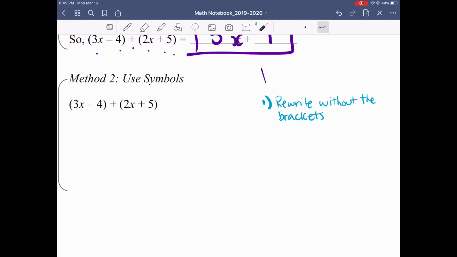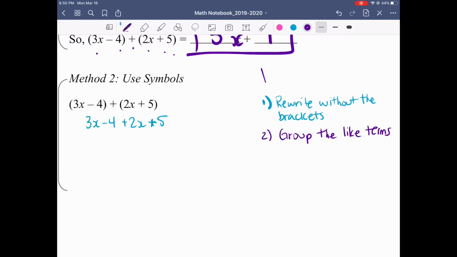The reason why we can do this is because we have a plus sign right here. Because this is plus, we can just get rid of our brackets really easily without it affecting anything. This isn't going to be the same when we do subtraction. We can only do this with addition. So we're going to rewrite the equation without the brackets: 3x minus 4 plus 2x plus 5. Okay, that was step 1. Step 2 is going to be group the like terms.